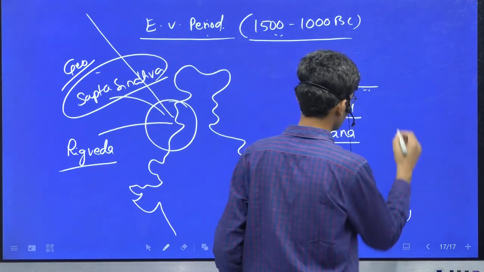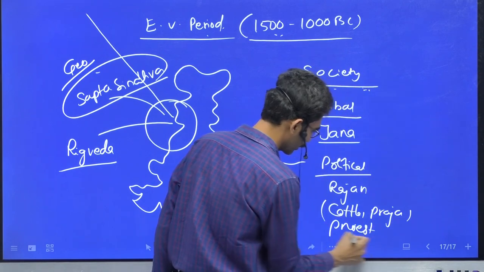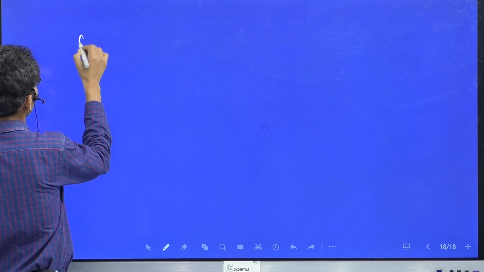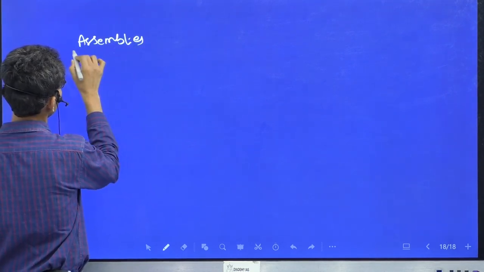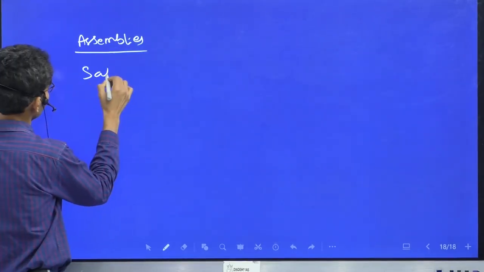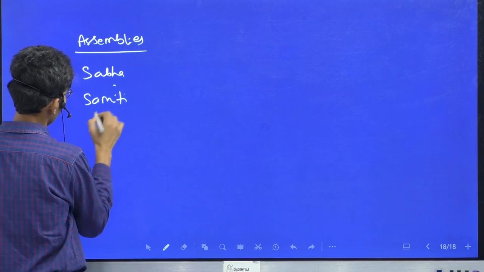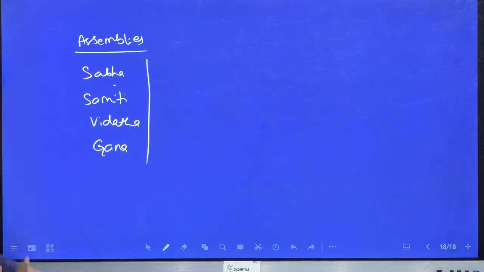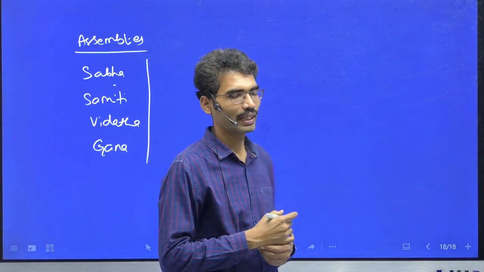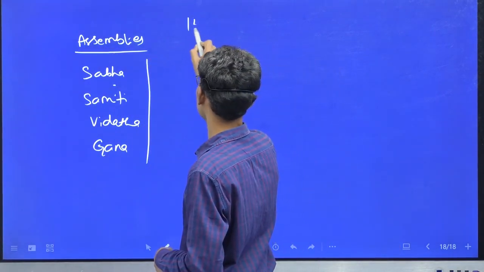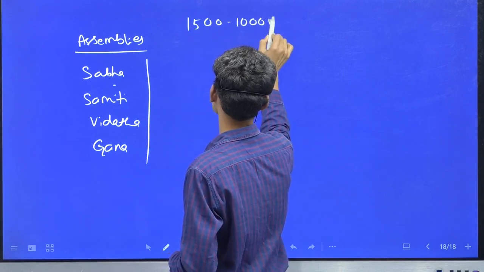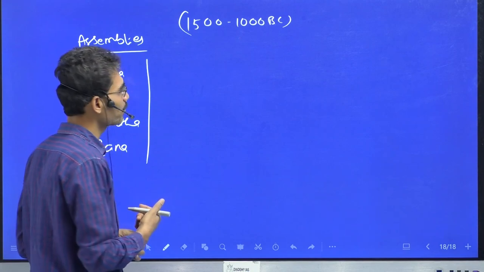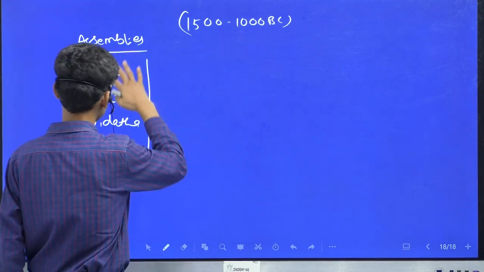Political system: Rajan. Rajan was supported by the chief priest, Purohit. And Rajan was also elected by the people, through political assemblies like Sabha, Samiti, Vidata, Gana. So these are the various assemblies that were there in the early Vedic period. So we are talking about developments in Indian history from 1500 to 1000 BC. We know all this information from Rig Veda. That's why the early Vedic period is also called the Rig Vedic period. Assemblies, polity.